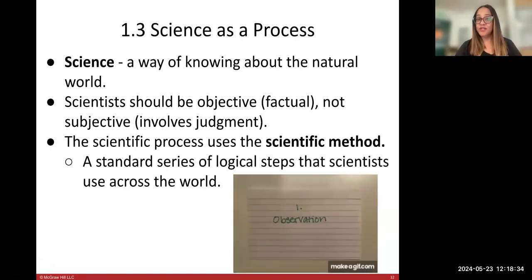Scientists should be objective or factual and not subjective, involving judgment, although there are some observations where we have to make a call about the quality. The scientific process uses the scientific method, a standard series of logical steps that scientists use across the world.